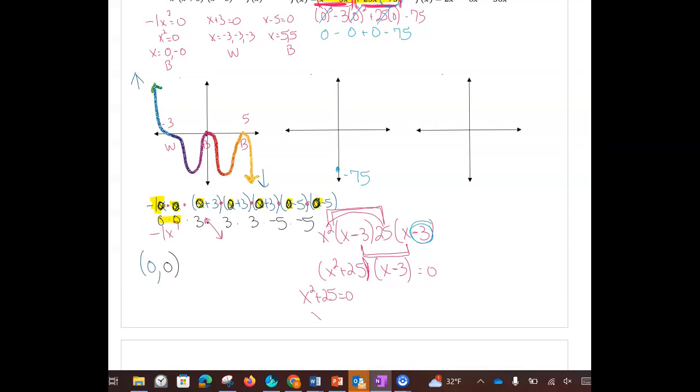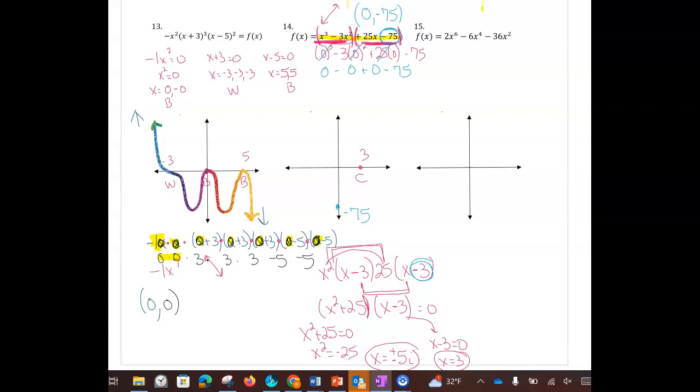I'm going to subtract my 25 first. And when I'm done, I get x equals a positive and negative 5i. It is a solution, but it does not make the x-axis, unfortunately. So for this one, once I set this one equal to 0, I'm going to get x equals 3. Goes here. It shows up once, so that will be a cross. And now I'm ready to graph my shape.